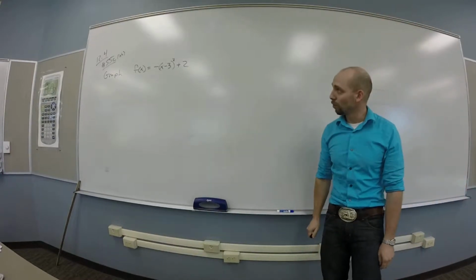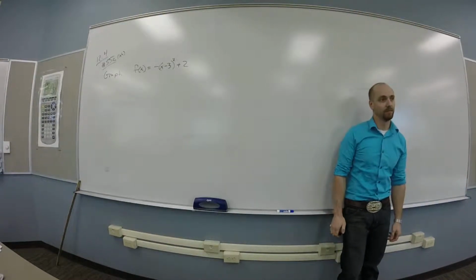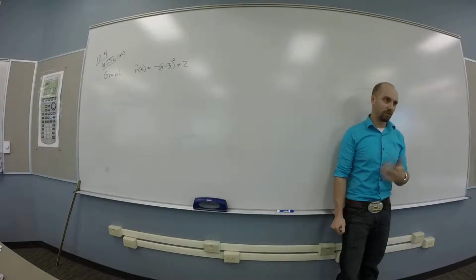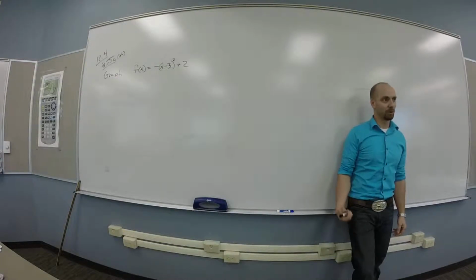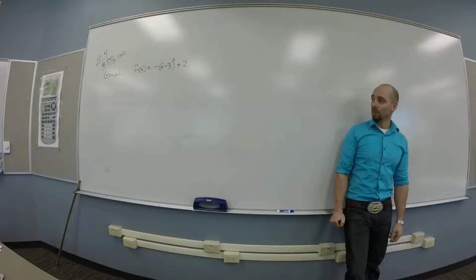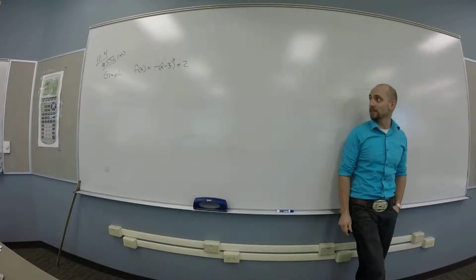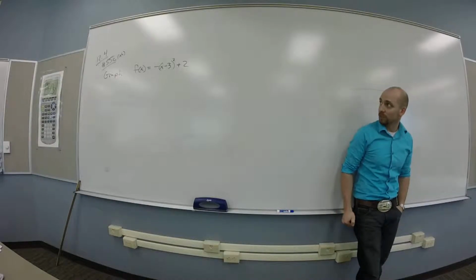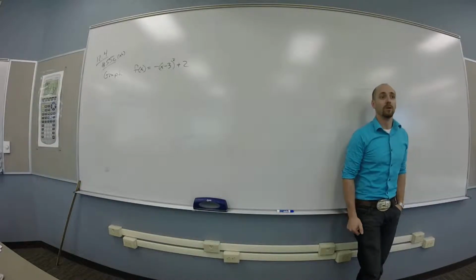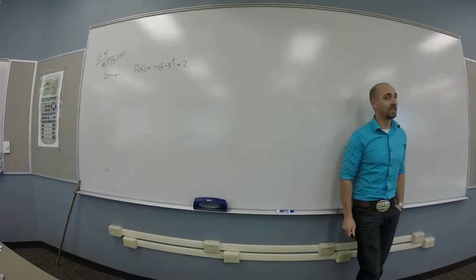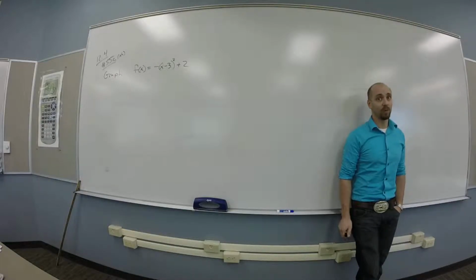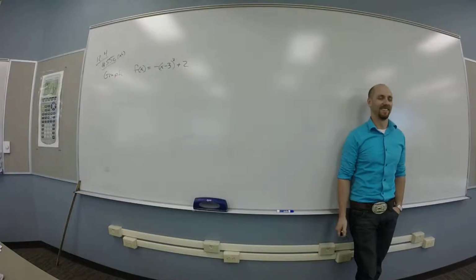So we want to do 12.4 number 55C-ish. I dumped some of the instructions because we were going to do it anyway. So we want to graph this function. F of x is minus the quantity x minus 3 squared plus 2, which we might note is a completed square. Right? Cool.